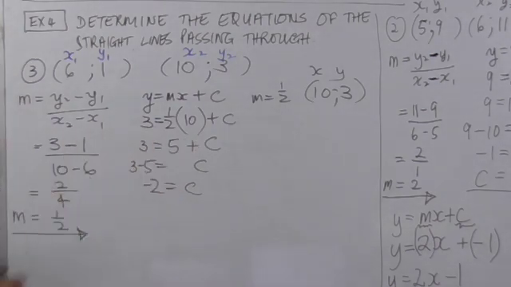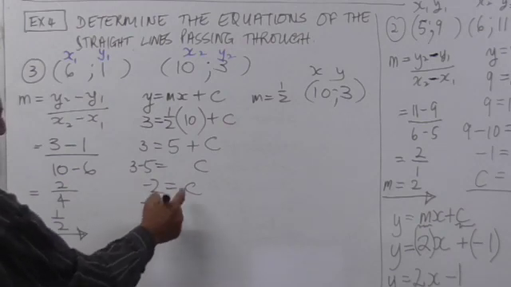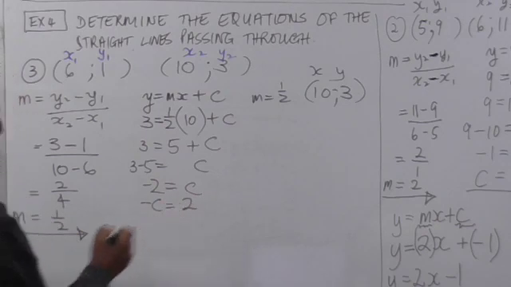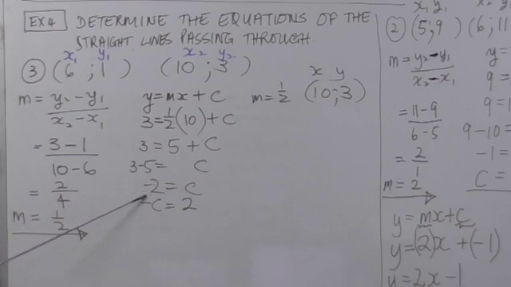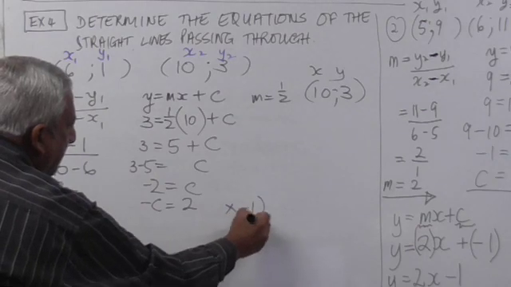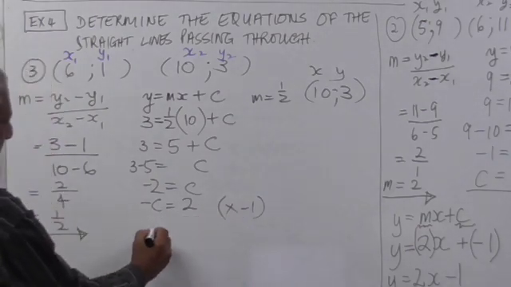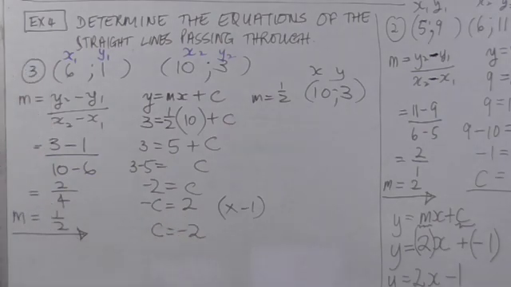Rewrite that properly. Alright, let me do something else. Suppose you brought the C on this side, it will become minus C. You take the minus 2 there, it will become plus 2. Now you don't want minus C, you want C. So you multiply both sides by negative 1. If I multiply by negative 1, that will become positive. If I multiply by negative 1, that will become negative 2. So you can see C is equal to negative 2.